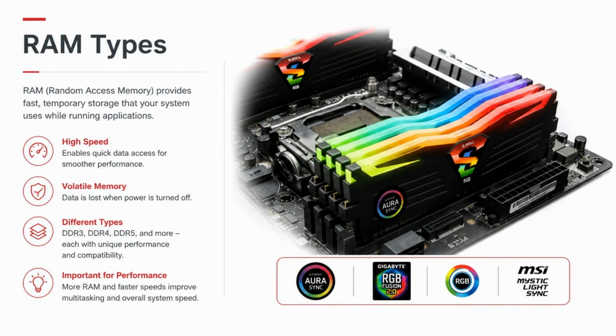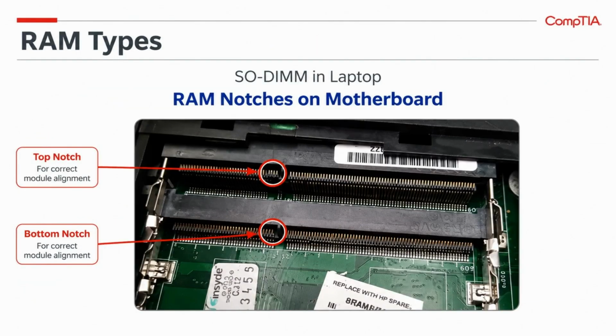Because it is volatile, all data is lost when the power is turned off. Choosing the right type, like DDR3, 4, or 5, is essential for compatibility and optimal performance. Here you can see a SODIMM module installed in a laptop. The notch on the module is a critical feature, as it ensures correct alignment and prevents you from installing a module into a slot that isn't electrically compatible with that specific memory generation.